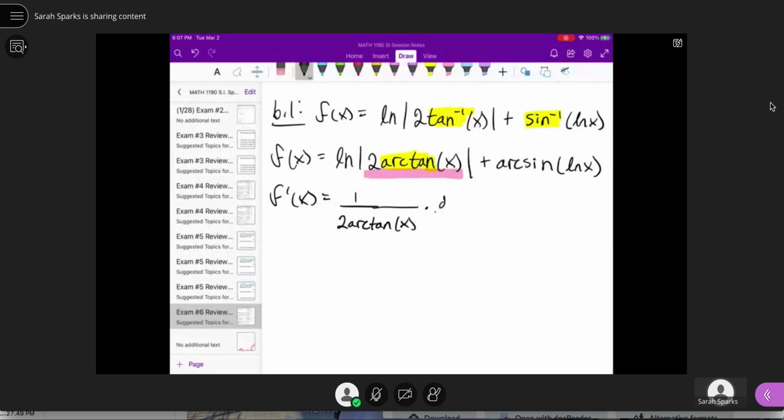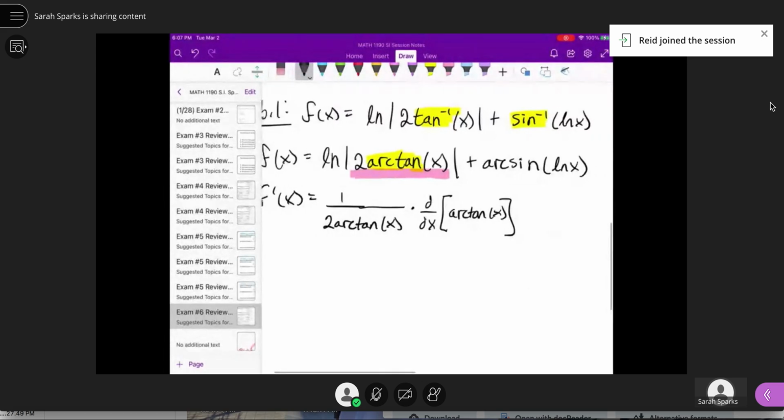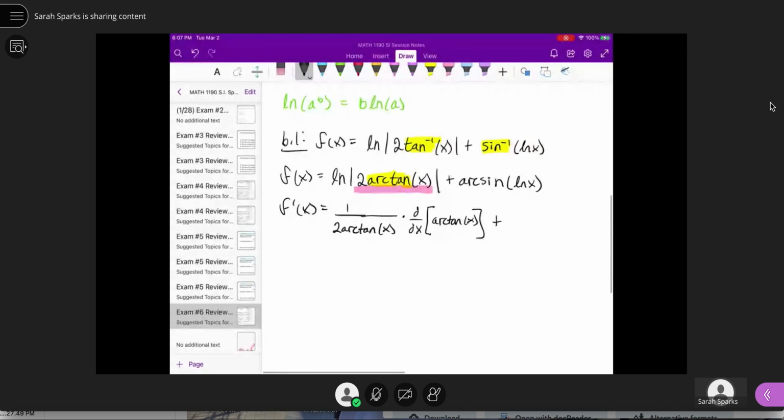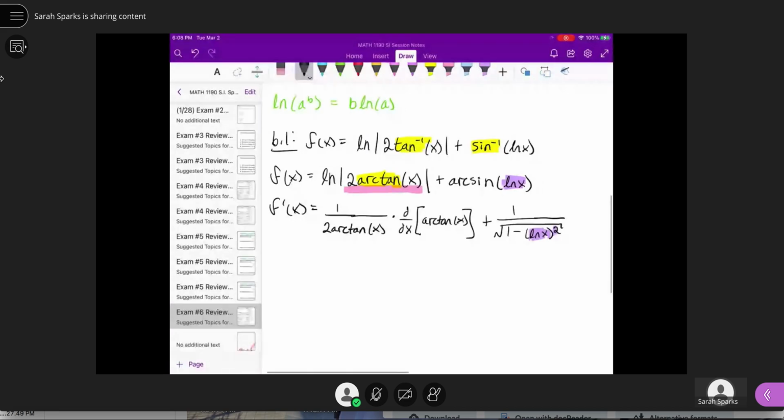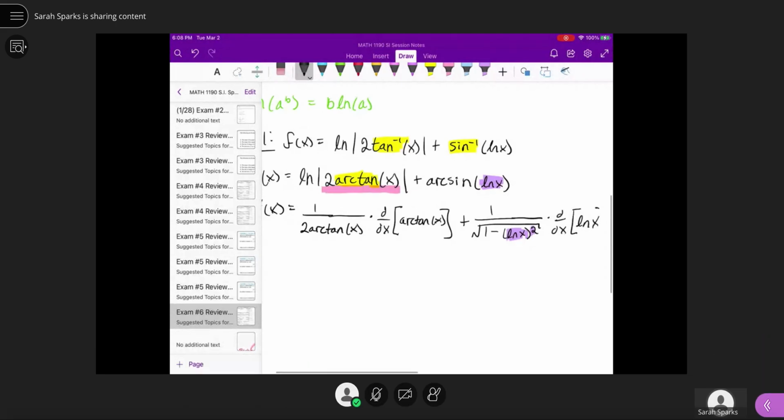We still have to multiply by the derivative, so d/dx of arctangent x. Then we have to take the derivative of our arcsine. I hope that you guys have started to memorize these because they will keep coming up again and again. They are some of the more difficult derivatives to memorize. But the derivative of arcsine is going to be 1 over the root of 1 minus whatever is inside, the natural log of x, squared. You want to make sure that you wrap that whole thing in parentheses because it's really important to know if this square is on the outside or inside of the natural log. And then we have to multiply by the derivative of our natural log of x.